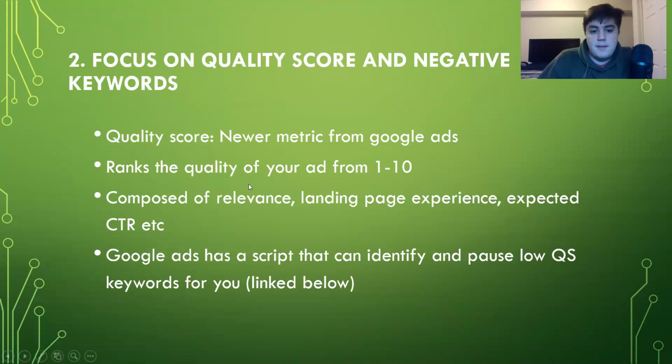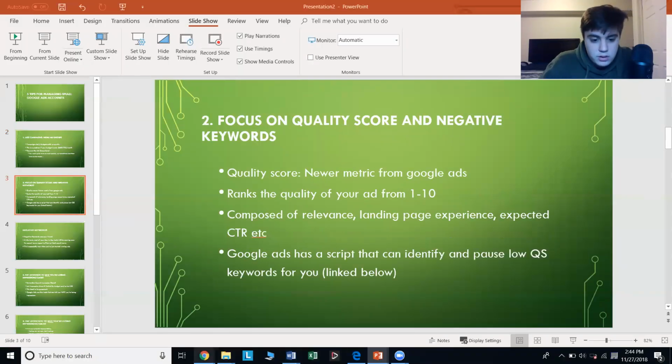And it's basically made up of relevance, how relevant your landing page is, etc. And this is at the keyword level. You want to make sure you have high quality keywords. Otherwise, Google isn't going to serve it as many times or give you a really good deal as a cost per click. Luckily, Google Ads has this thing called a script that can actually identify low quality keywords and pause them for you. I'll show you that real quick.